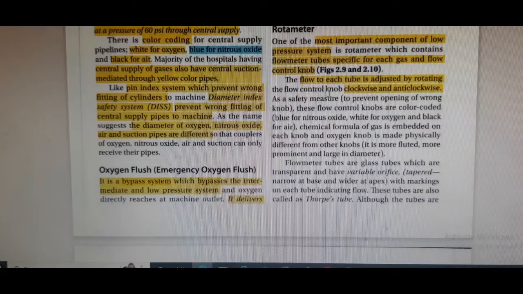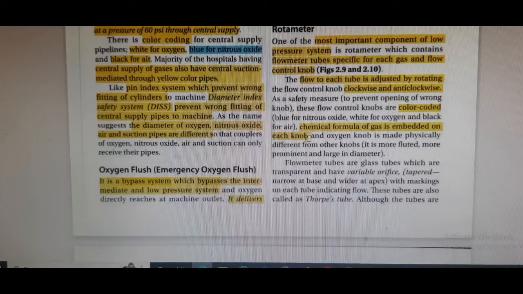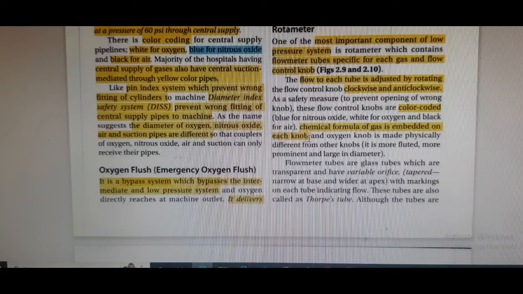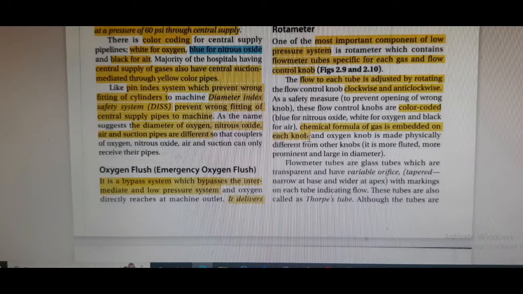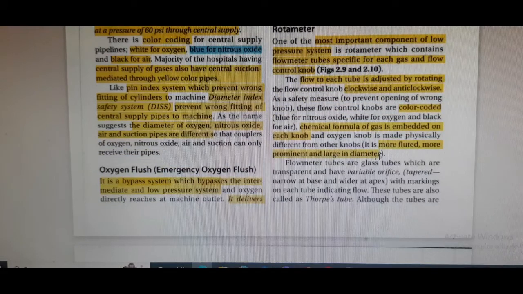The safety measures of these flow control knobs are that they have certain color codes. They also have the chemical formula of the gas embedded on each knob. So the chemical formula of the gas that is being controlled by the flow control knob is expressed on the knobs. And then we have the oxygen knob, which is made physically different from other knobs. That is, this oxygen knob is more fluted, more prominent, and has a very large diameter.